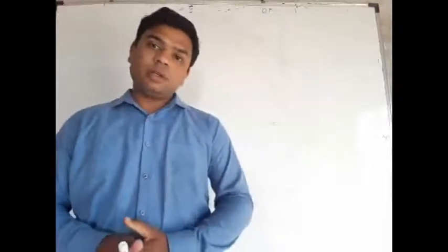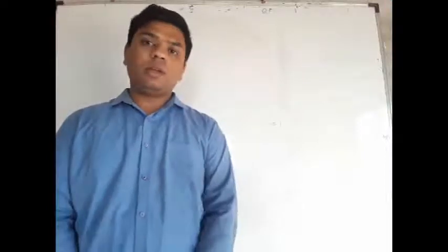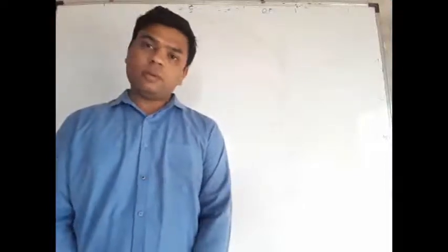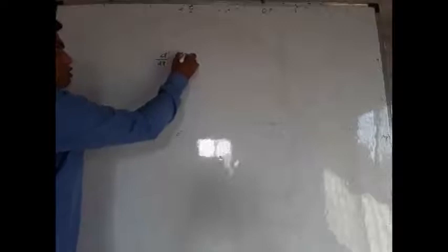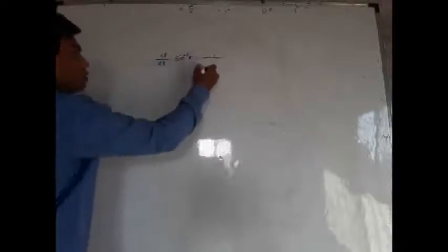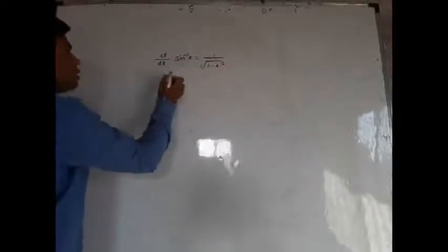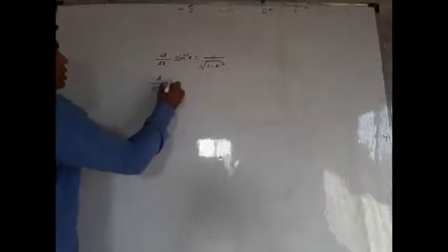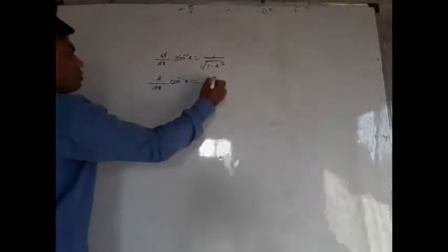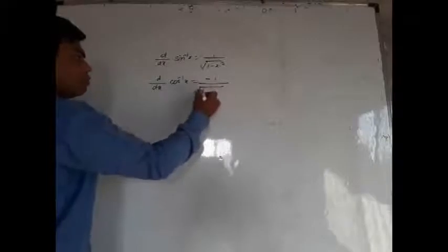Hello friends, in the last lecture we discussed some formulas and their derivations for inverse trigonometric functions. What are those formulas? The derivative d/dx of sine inverse of x is equal to 1 upon under root of 1 minus x square. d/dx of cos inverse of x is equal to minus 1 upon under root of 1 minus x square.